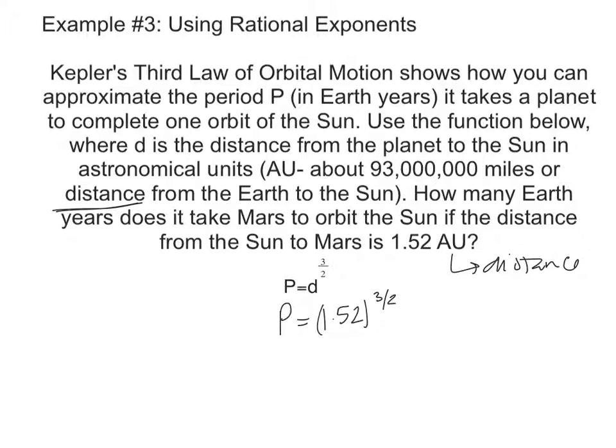Okay, honestly, this is just a calculator problem. So if we type that in, you would type 1.52, use the caret symbol, parentheses, 3, and then divided by 2. And then once you press enter, your answer is going to be about 1.87. So it'll take Mars about 1.87 Earth years to orbit the sun. All right, so let's try the next one.